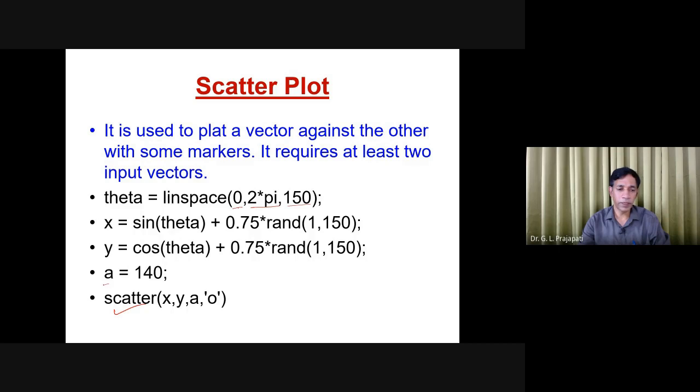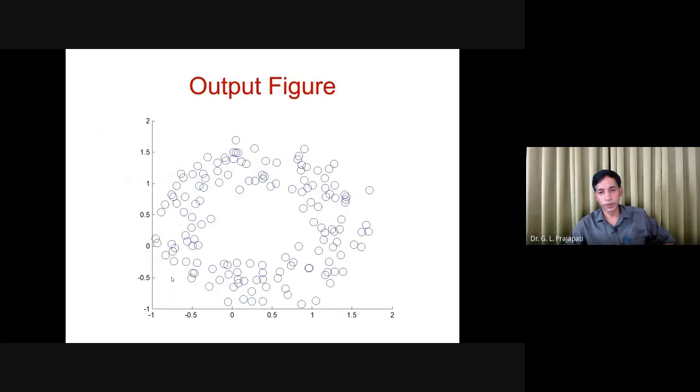Now in the scatter function, this a represents the size of the marker. Like this, you are specifying the marker style, so you are just constructing circles. This is the size: the size of each circle is 140. So the output of this is like this.